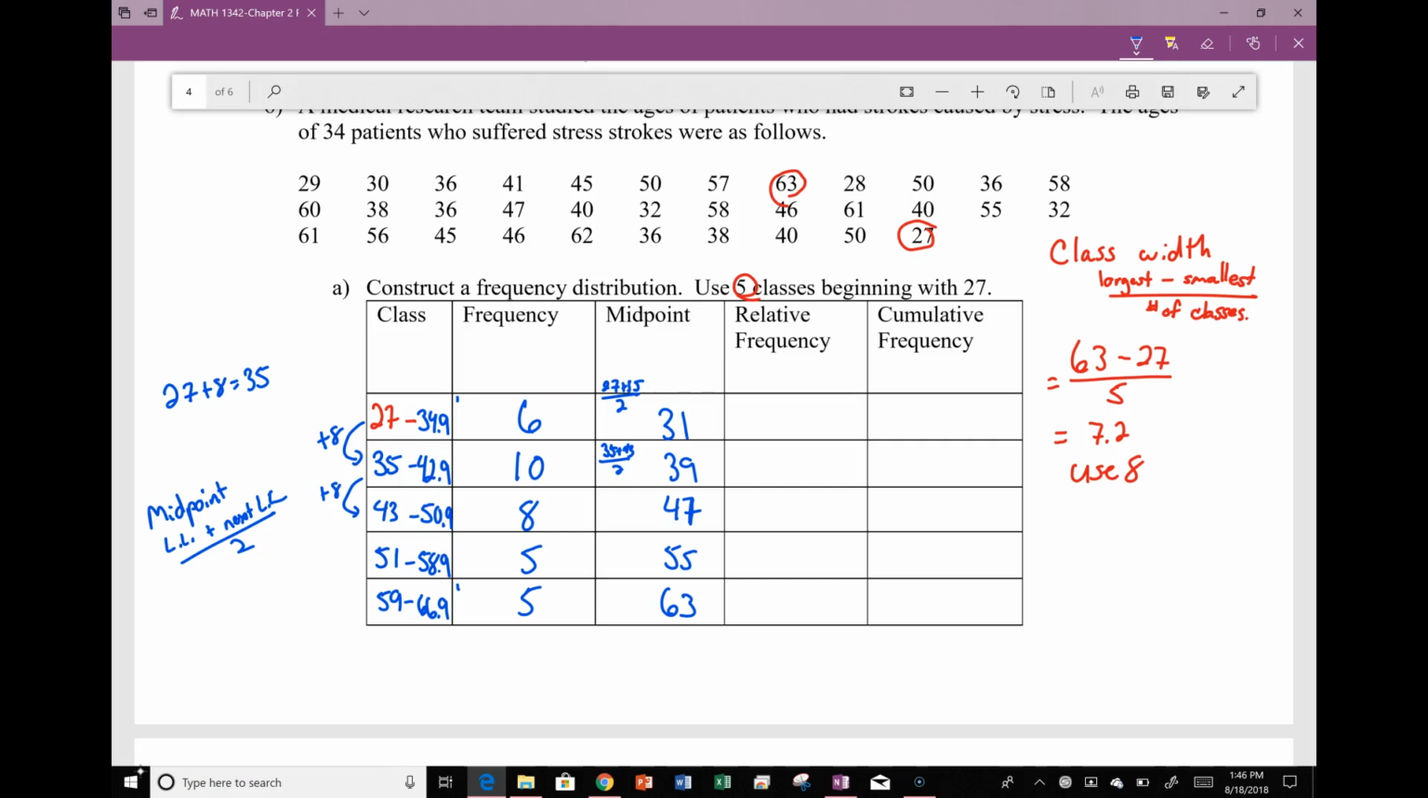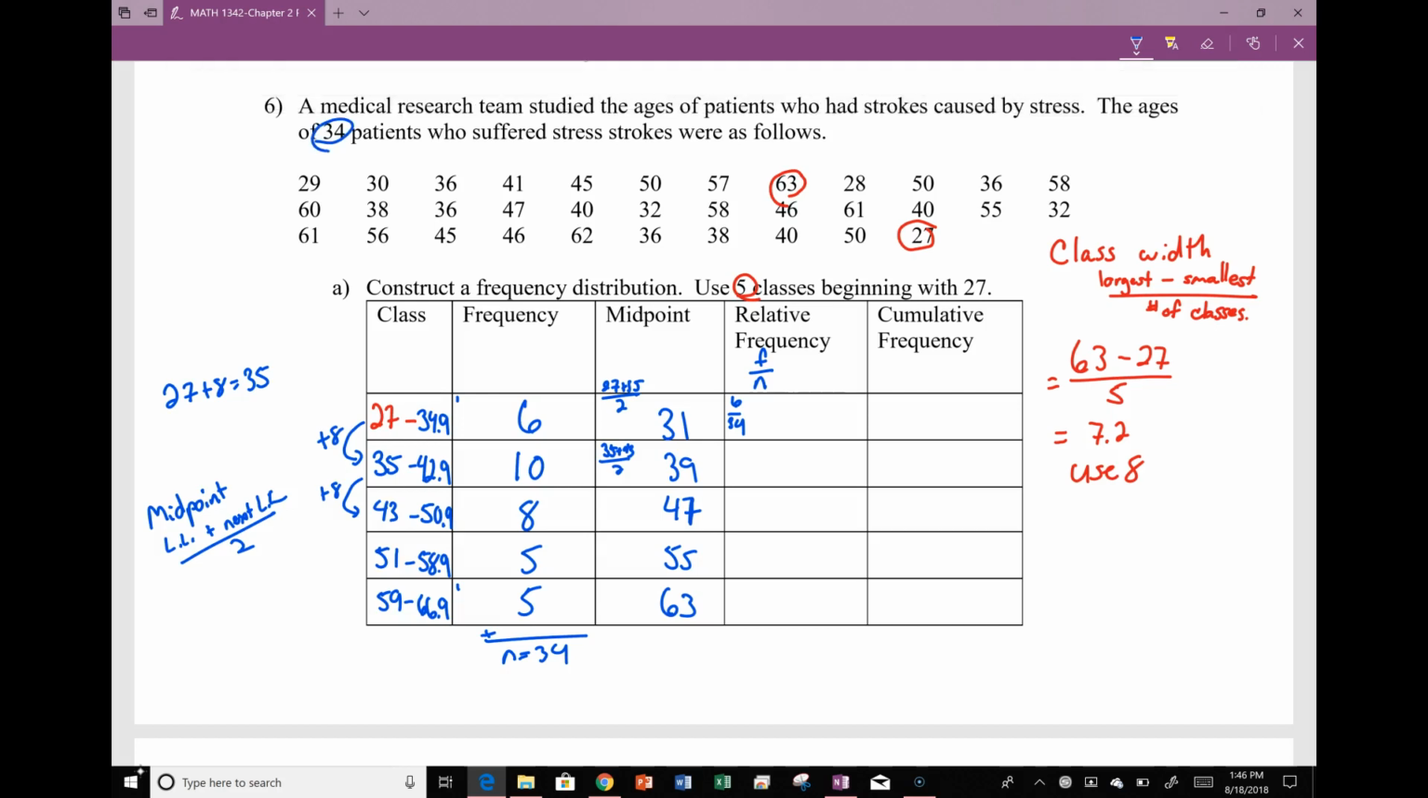Now we come over to relative frequency. Recall that relative frequency is your frequency divided by your total. I'm just going to round to 3 decimals on this. My problem doesn't tell me to, so I'm just going to arbitrarily pick 3. Okay, so I'm going to take 6 and divide by 34, because recall, n is 34. It tells us that in the actual problem itself.